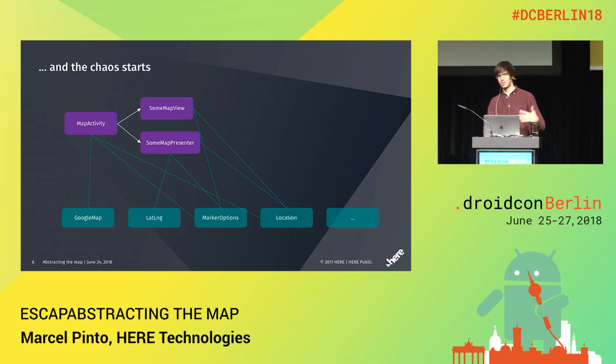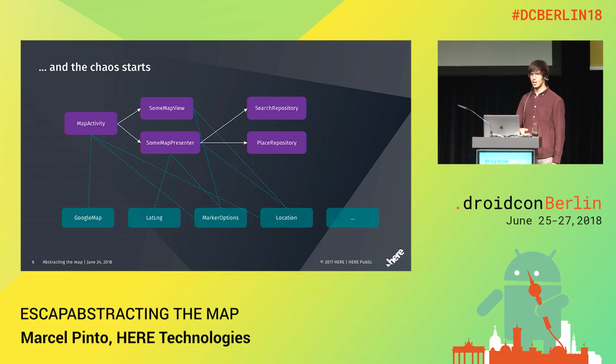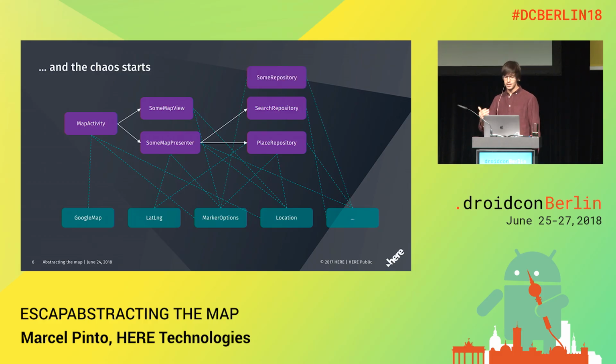But now let's add some more stuff. We put some repositories where we're going to get our data, so places, search, and so on. And we are just going to use lat long there because it's easy, you know, you just give the object and that's it. We start putting more and more things. Then we got another repository, another activity, another view, and we start putting all these classes everywhere. What happened right now? We have a nightmare if we want to refactor this.